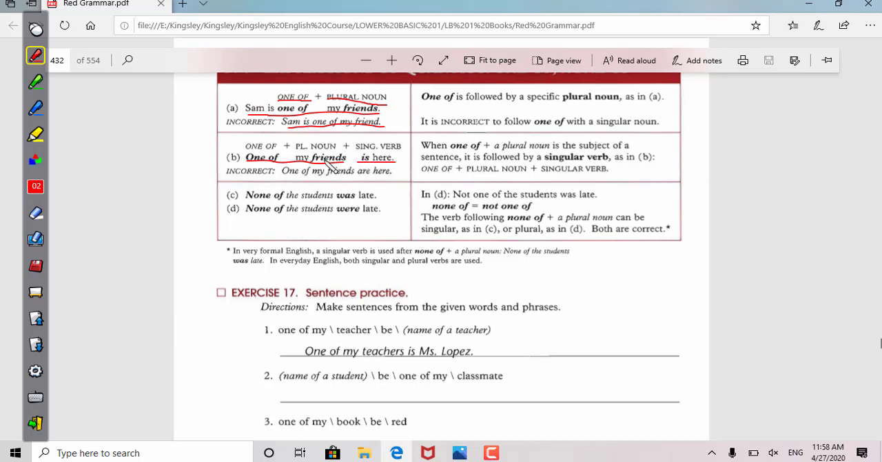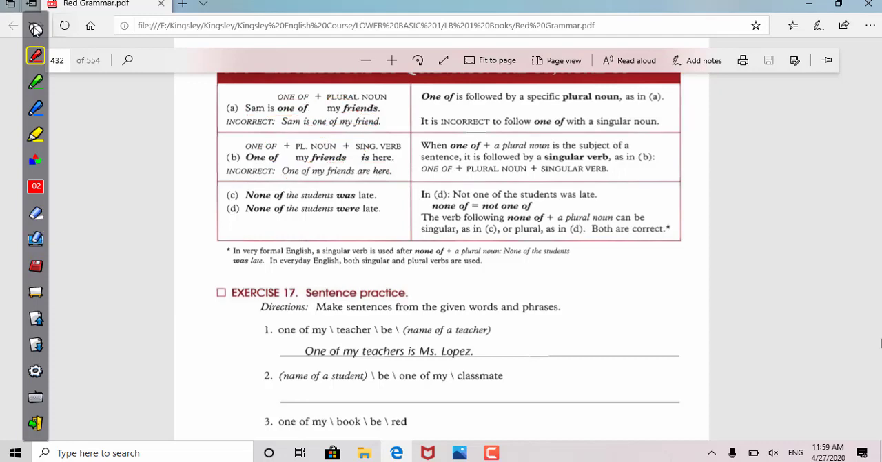When you talk about one of and use the plural noun there, you have to make sure the verb focuses on the subject. So one of my friends is here. Even though we have my friends, plural, you have to focus on one of. It will be incorrect when you say one of my friends are here. It will be wrong.